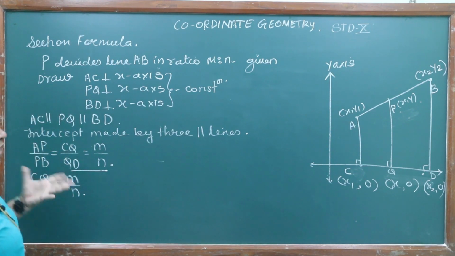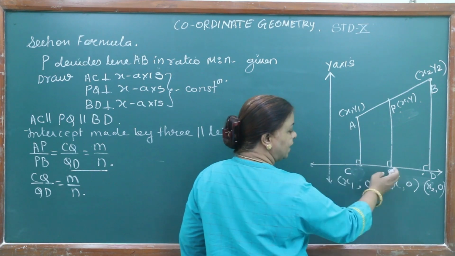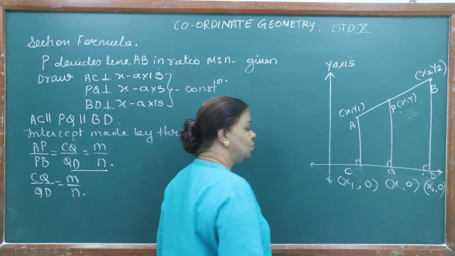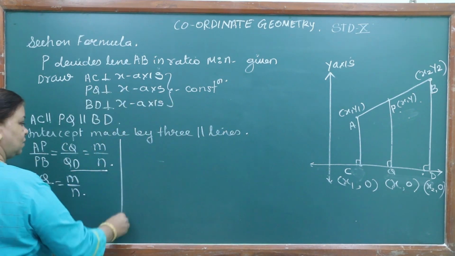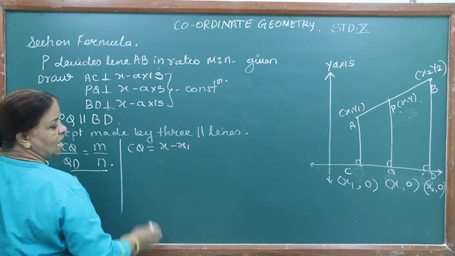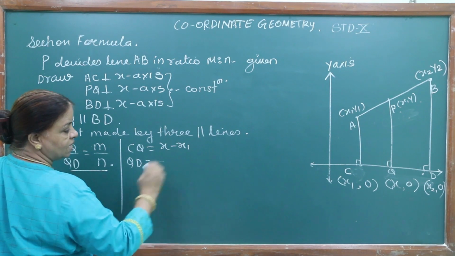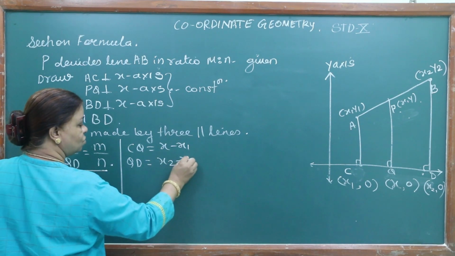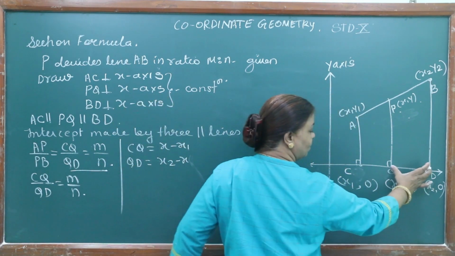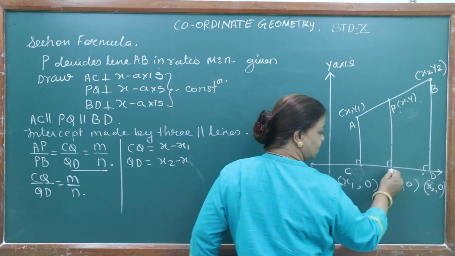Now CQ. How much is CQ? CQ is this distance. So to get this distance from x, if I subtract x1, I get CQ. So CQ is equal to x minus x1 and QD will be equal to x2 minus x. See, this distance will be equal to, from this gap, if I subtract this, I get this.